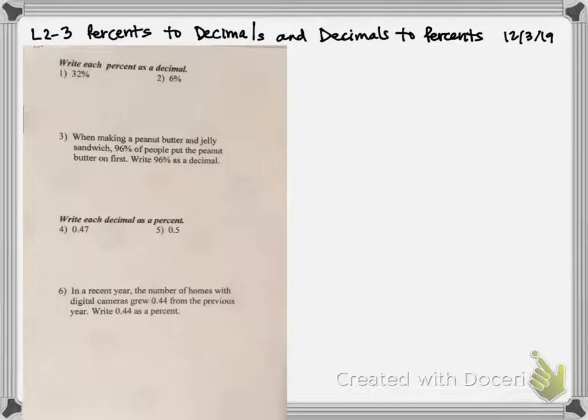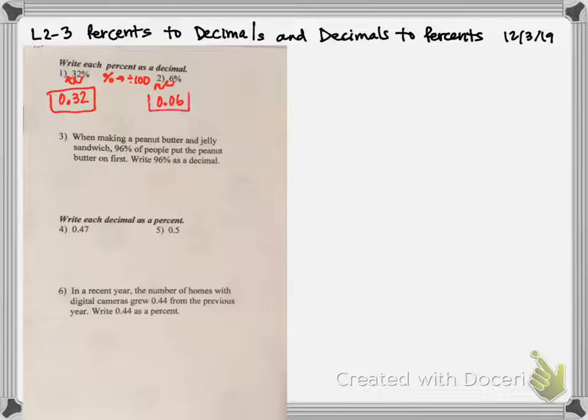Okay, so we're going to write each percent as a decimal. We're going to take that percent symbol and reinterpret it to mean divide by 100. So to divide by 100, I go to the end of my percent number and I go left twice, and the answer is 32 hundredths. Okay, I go to the right of my percent number, and I go to the left twice. Now notice I have a blank spot, so what do I do? I fill it up with a 0. So I get 6 hundredths.